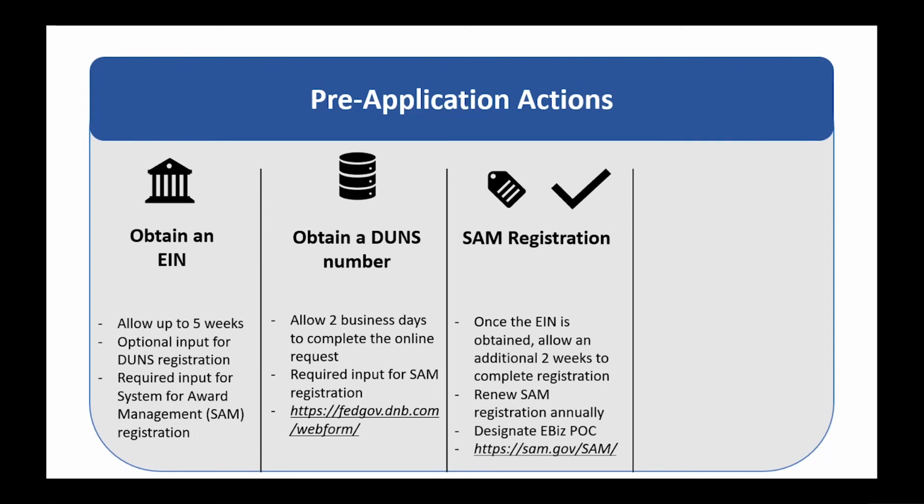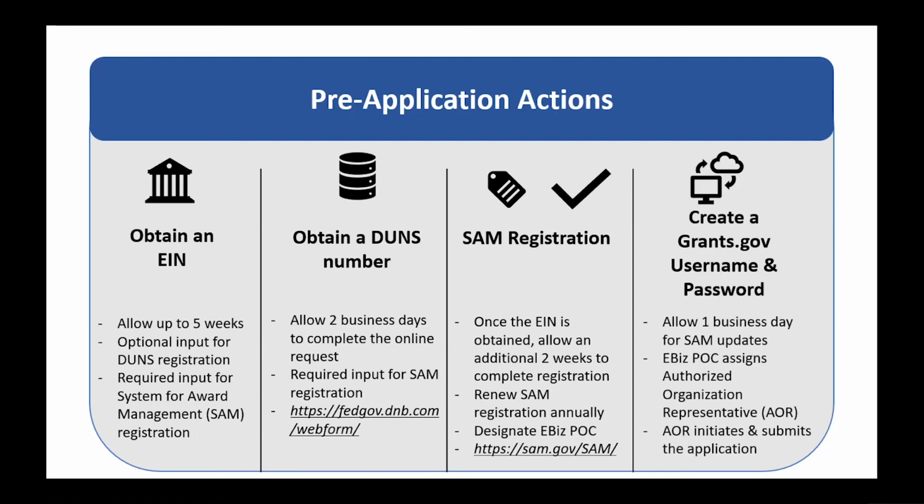You will need to register for SAM. This can take an additional 2 weeks, and an EIN is required for this registration. Finally, you will create a grants.gov username and password. If your organization is a first-time applicant and/or you are new to the process, please ensure that you take the time to make sure that your authorized organization representative has the credentials necessary to submit the proposal.